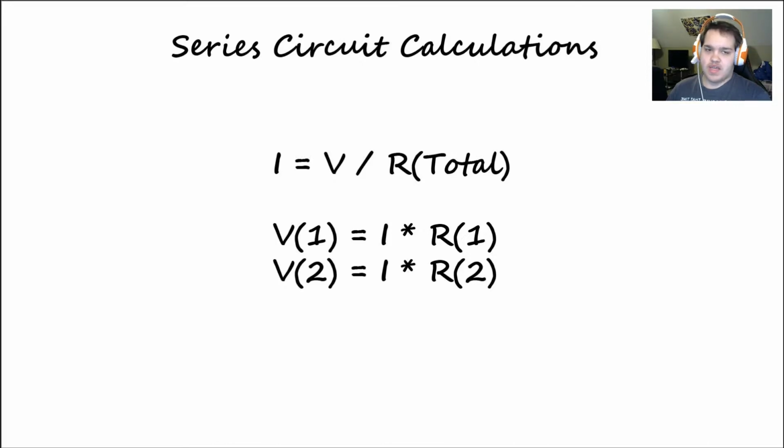If you want to find the individual voltage at a specific resistor, because each resistor has a different voltage, you can take the current that you just found and multiply it by that specific resistance, and that gives you the voltage at that resistor. So the resistance of the first resistor times the current equals the voltage at that specific resistor, and so on and so forth. Sorry, I kind of stumbled there. I'm only human.